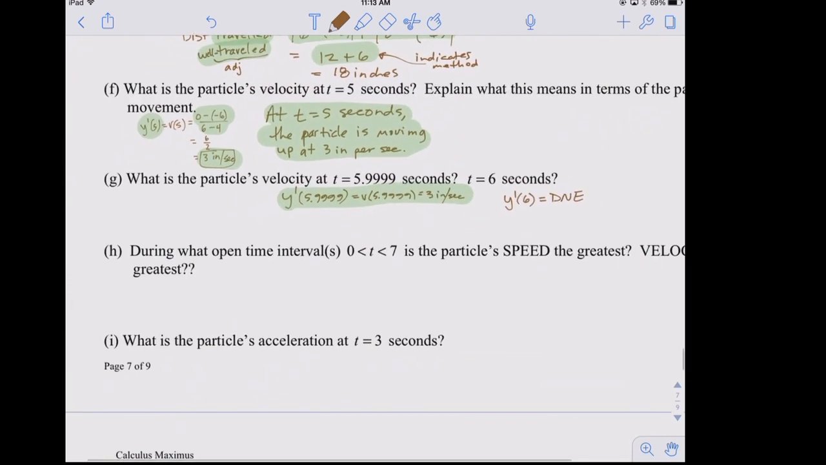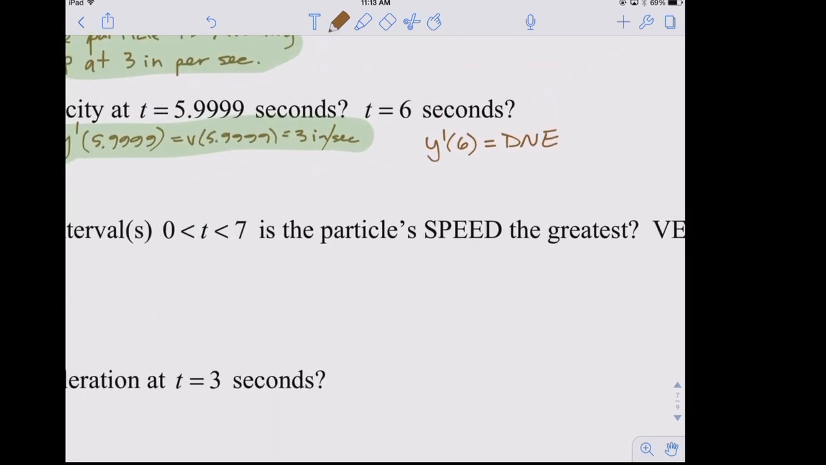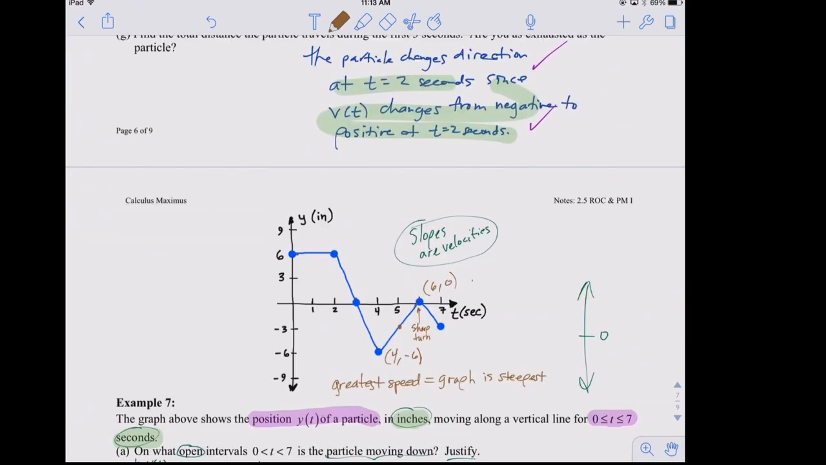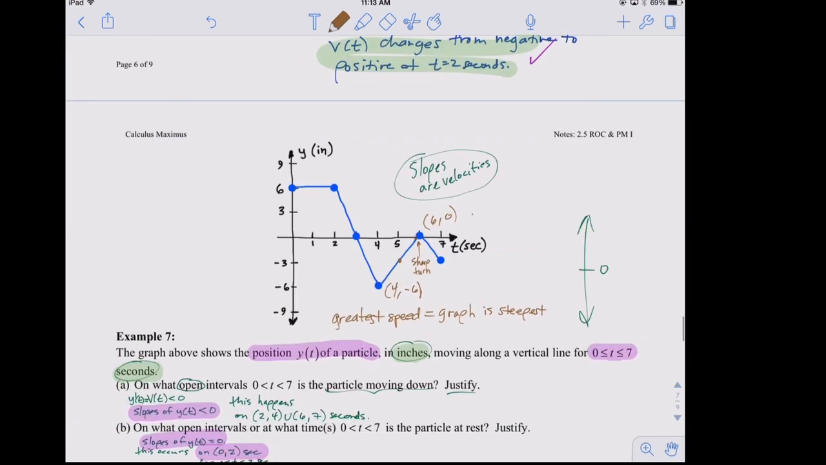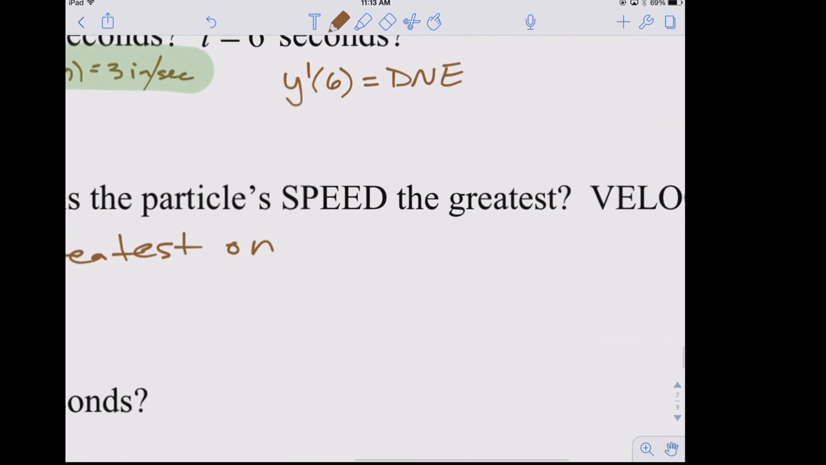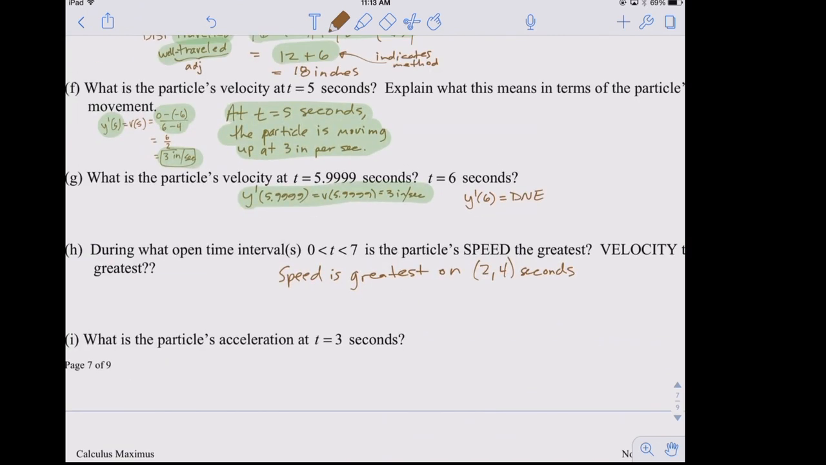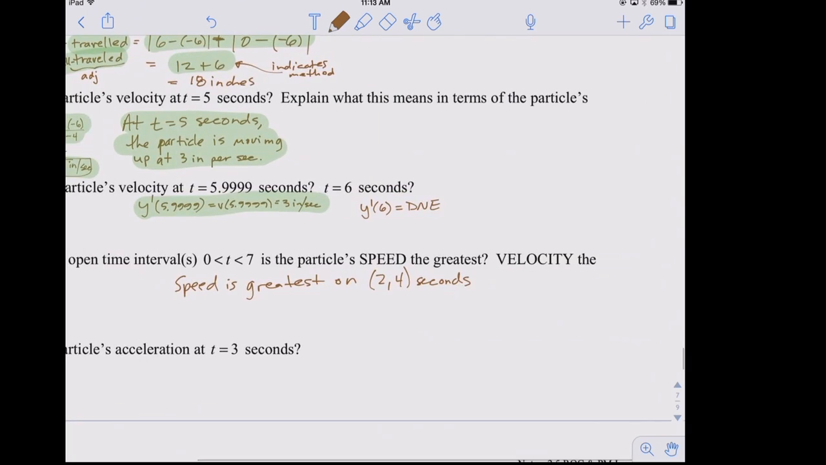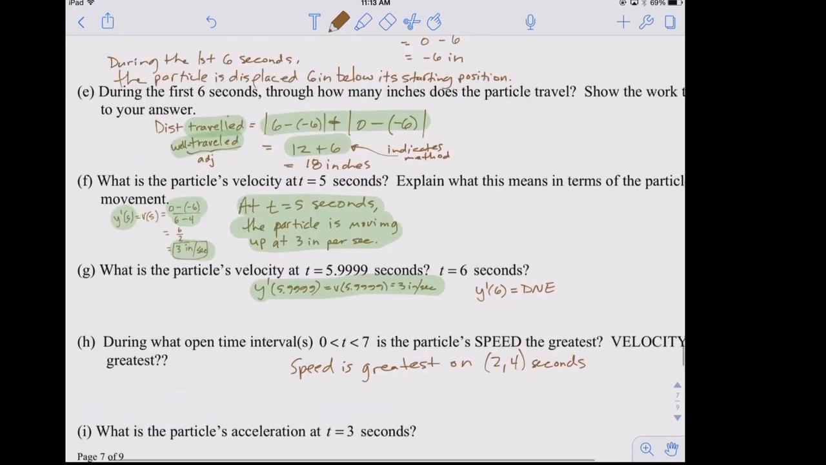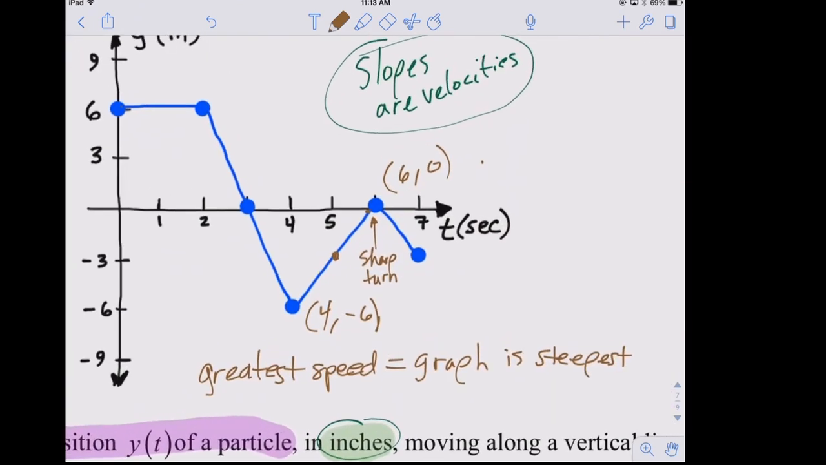So we'll just say then the speed is the greatest on the open interval from, what was it, 2 to 4? 2 to 4. And we'll put seconds behind it. Did it ask us to justify, or did it give what the speed was? No. On what interval or intervals is the velocity the greatest? Is it the same?